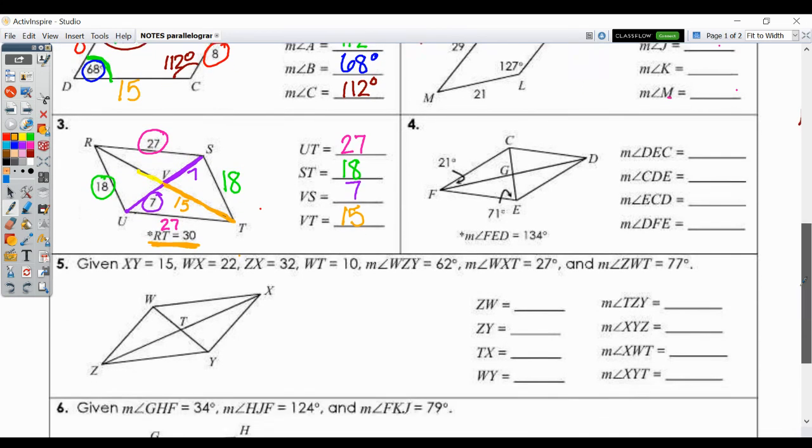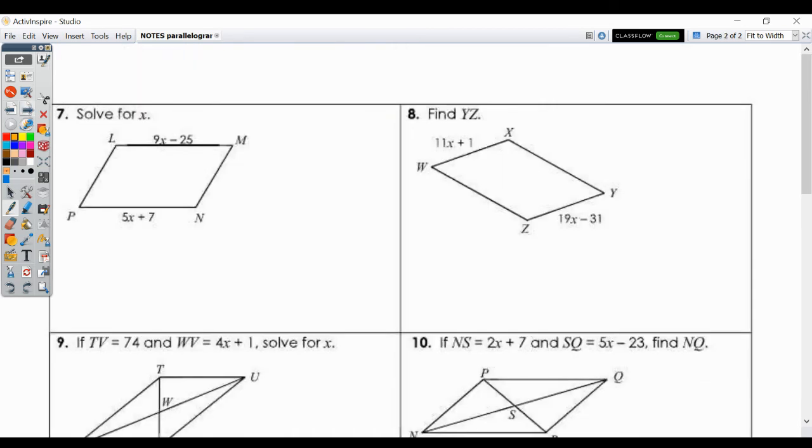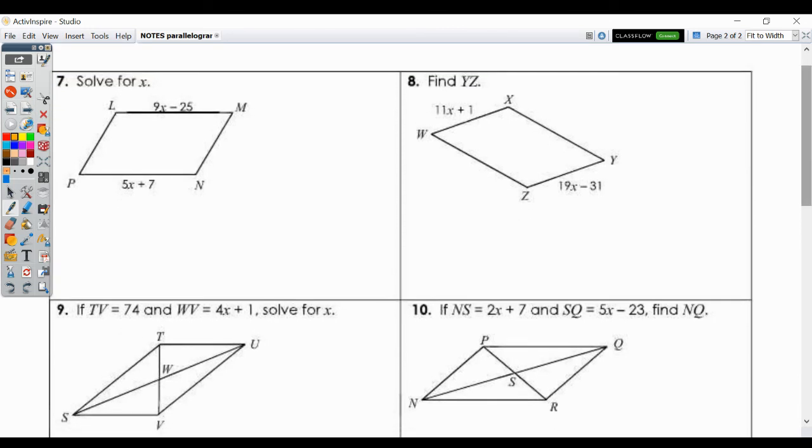But you know that sometimes they're going to want to throw a little X in there. Okay? So we're going to look at how to solve some equations involving parallelograms. So look at number 7. So they want us to solve for x. Now we know if they want us to solve for x, I need to set up some kind of equation. And I need to use what I know about parallelograms to set up this equation.